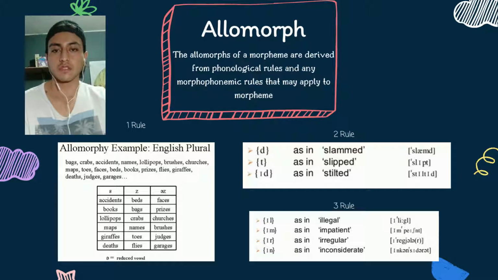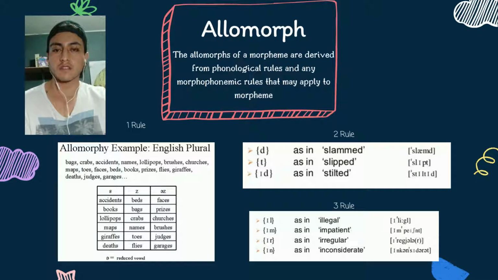The first rule, the plural morpheme, usually written as S, has at least three allomorphs: S as in accident, Z as in bag, and EZ as in price. The second rule is that the past morpheme also usually has three allomorphs: T as in named, T as in split, and ID as in stilted.